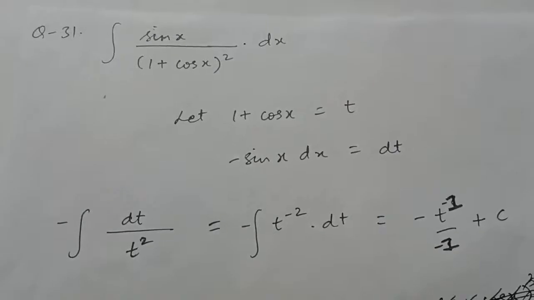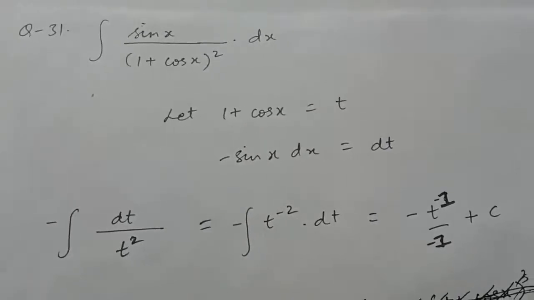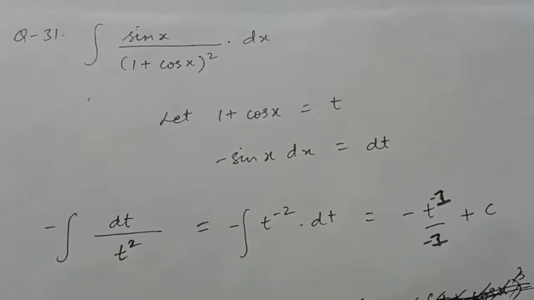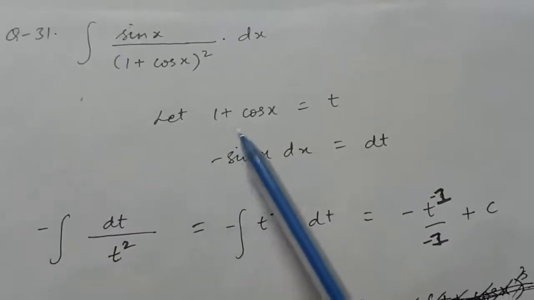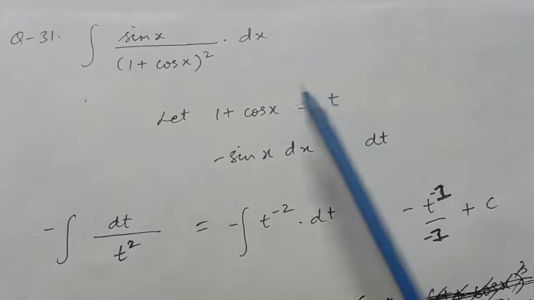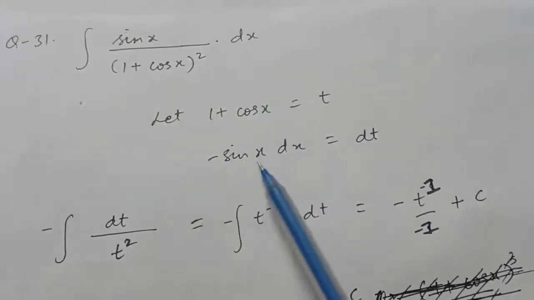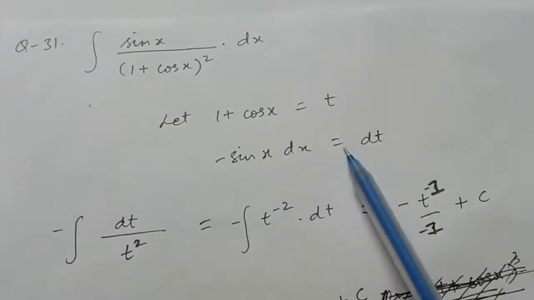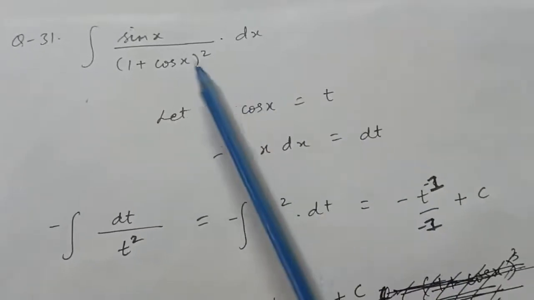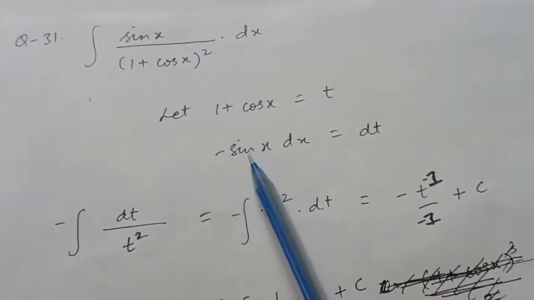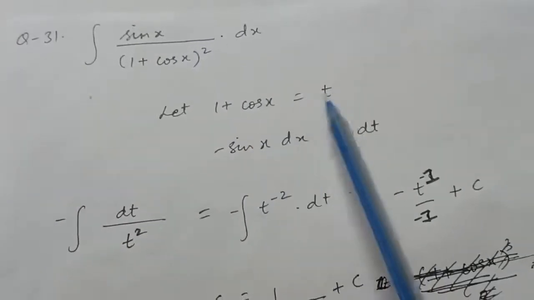Now question number 31 is the integral of sin x upon 1 plus cos x whole square into dx. So let 1 plus cos x equal to t, because the derivative of 1 is 0 and of cos x is minus sin x, into dx equal to dt. Now because sin x dx is present in the integrand, right? Therefore we will let this be t.